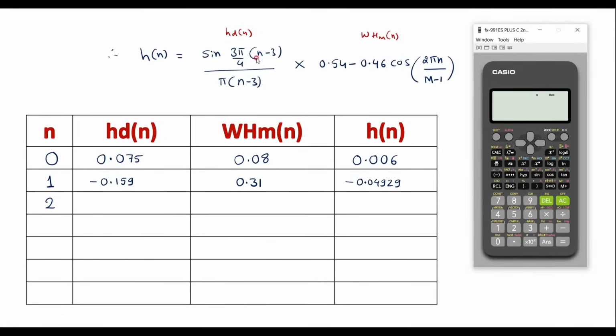So now take n is equal to 2. In that case, it will be sine minus 3 pi by 4, and its result will be root 2 by 2, divided by, when n is equal to 2, it will be minus 1 pi. That is divided by minus 1 pi. So the result of this will be 0.225.